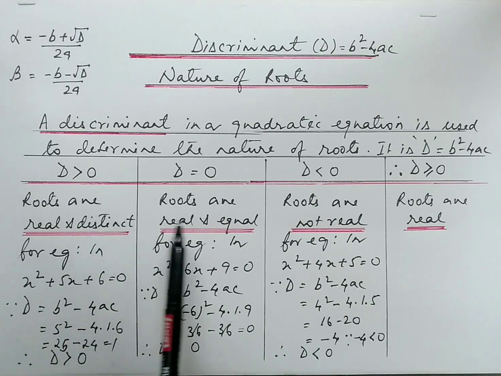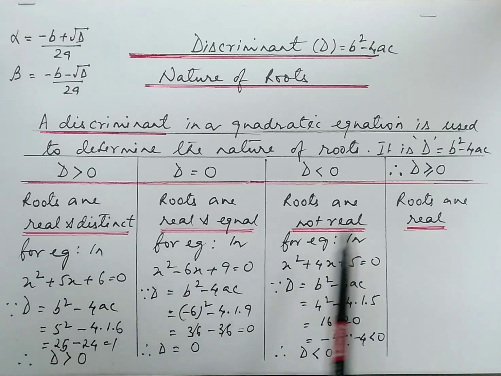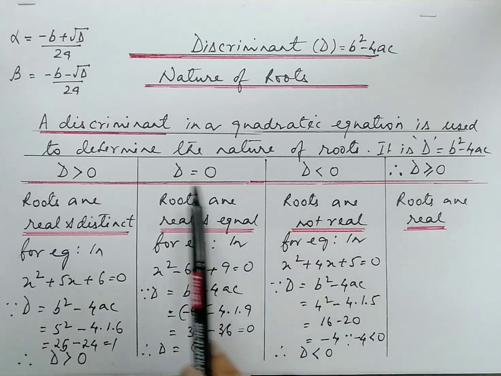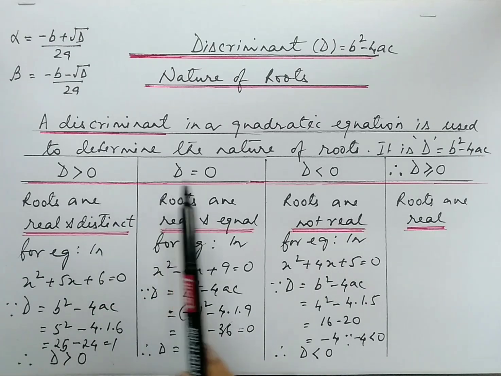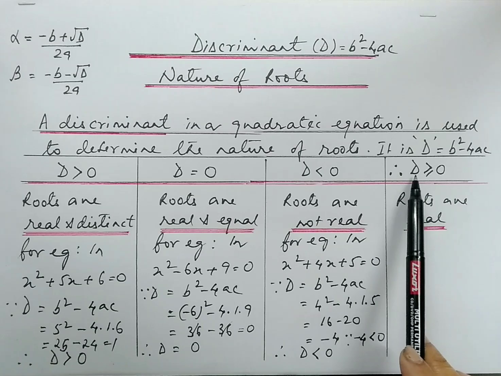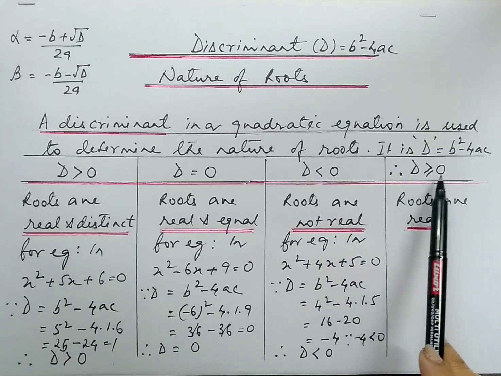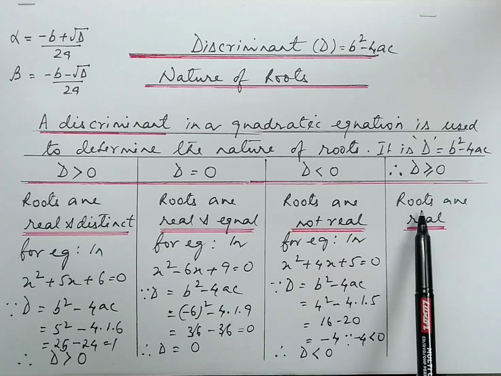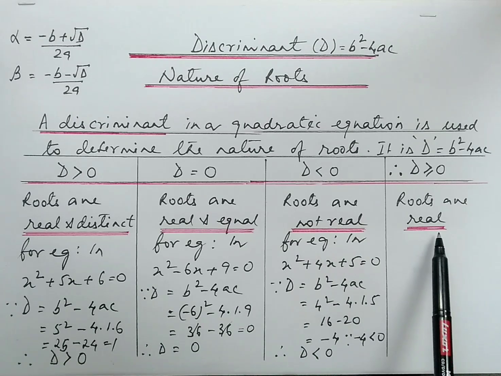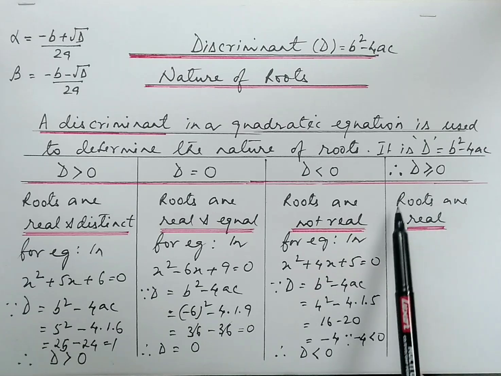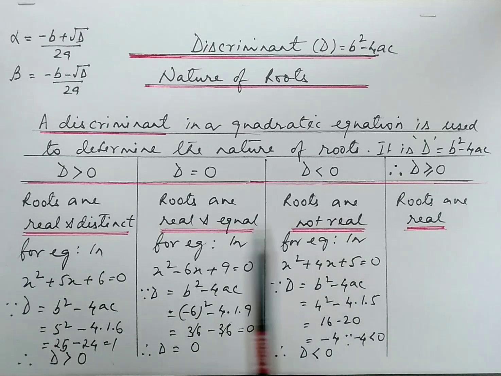So in both the cases we have real roots, very much real numbers, correct? That is why we say, adding up these two, that when D is greater than or equal to 0, we know that roots are real. Correct? So this is a blend of these two.